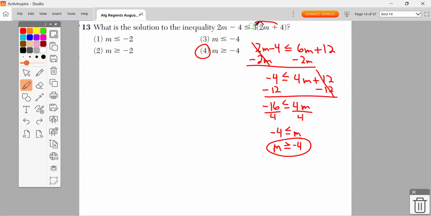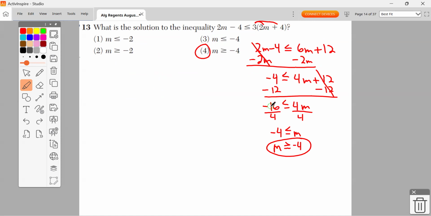The first thing that you would do, you're just solving for m, so we want to get rid of the parentheses, distribute, distribute, and then we want to get all of our letters onto one side, so subtract 2m from both sides. Those cancel out. So now we just have a two-step equation. Always get rid of your plus whatever or minus whatever first, so minus 12, minus 12.